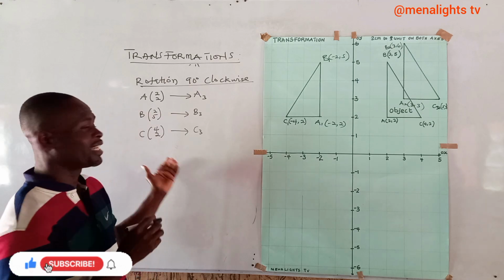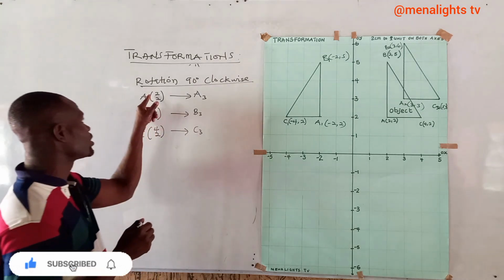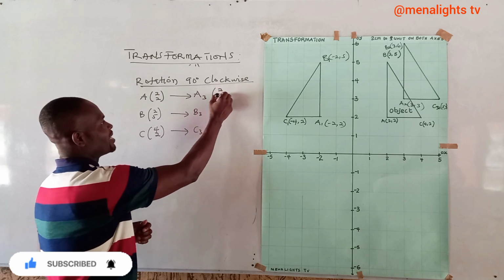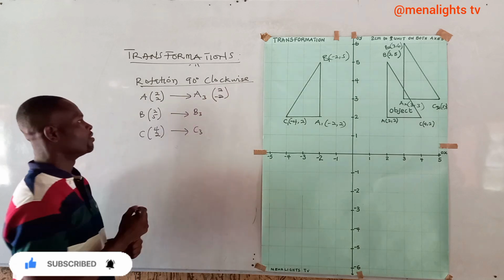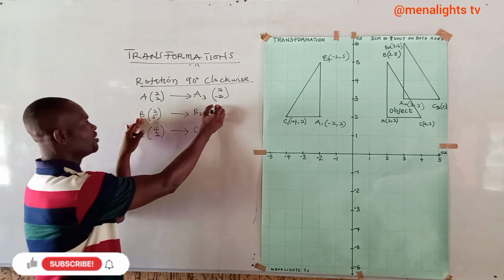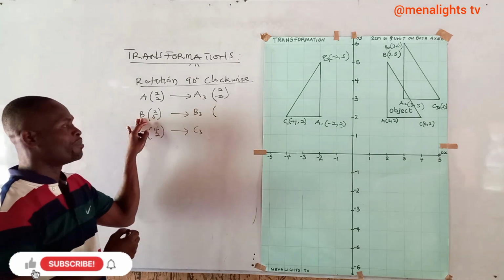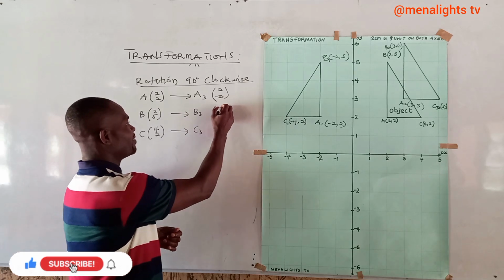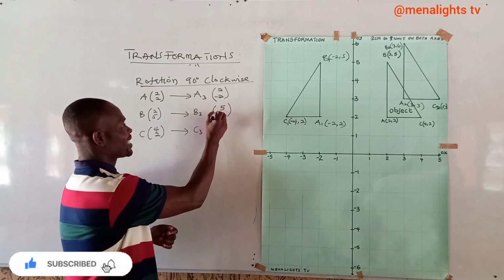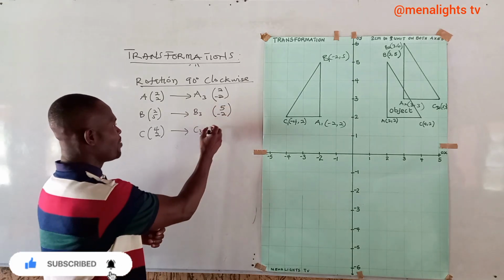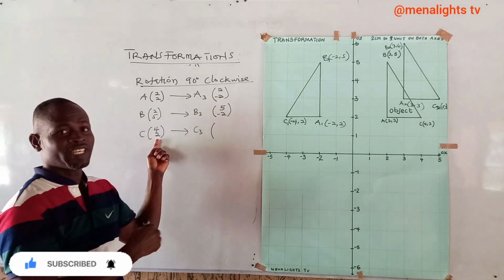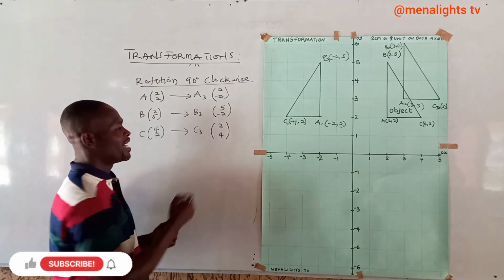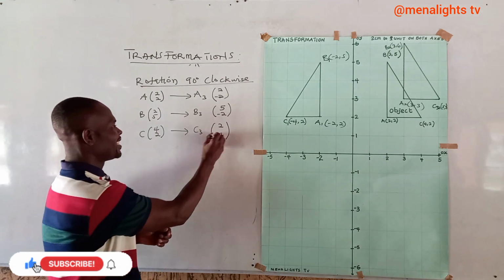Then when you have to rotate, the first thing you have to do is to change the position of the numbers. So here we have 2 and 2, and the second number takes the negative. When you come to B, the coordinates are 2 and 5. Then you change the position of the numbers, so it becomes 5 and 2, and the second number takes the negative. Now when you come to C, which is 4, 2, we change the position and it becomes 2, 4, and here the second number takes the negative.